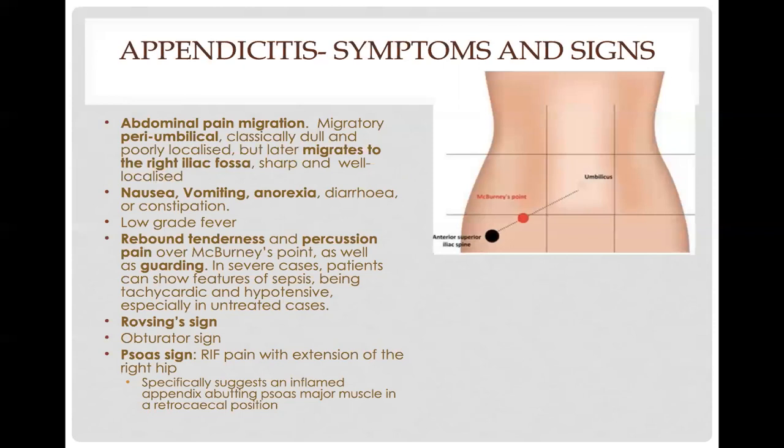Another sign is Rovsing's sign, where palpation of the left iliac fossa causes pain in the right iliac fossa. Then there's the psoas sign, which is right iliac fossa pain with extension of the right hip. This is quite useful in diagnosing an appendix that is in the retrocecal position.